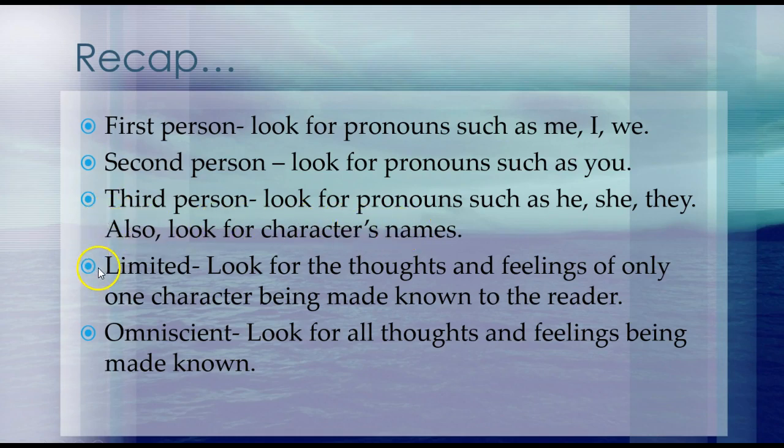And then the last two, the tricky ones, limited. Look for thoughts and feelings of only one character being known to the reader. So we learn all the lessons happening to just that one character. And then omniscient, we know everything, okay? Look for all the thoughts and all the feelings being made known for every character in the story.